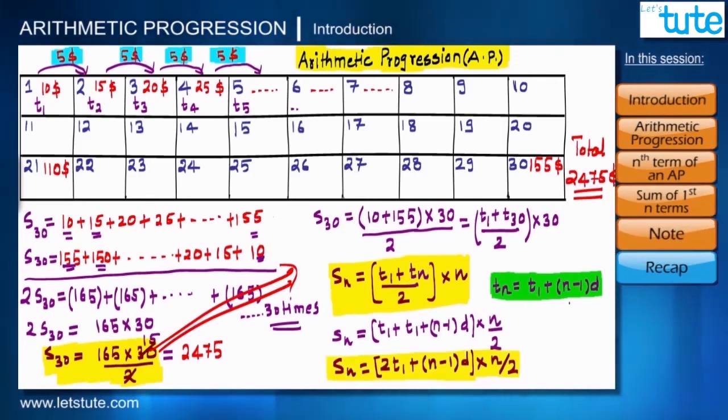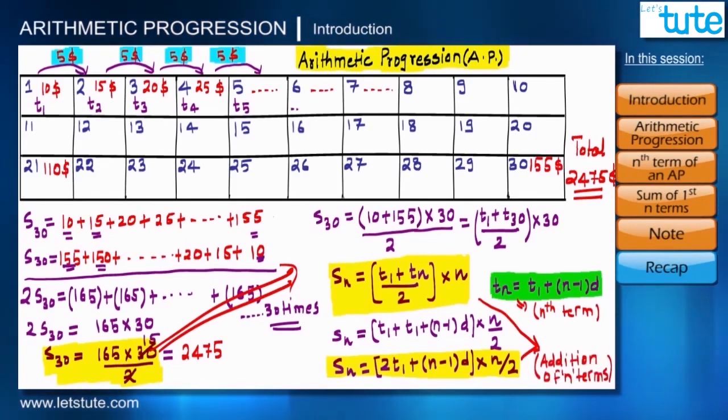So if we have to find out the nth term of any arithmetic progression, then we will use this formula, and if we have to find out the summation of all the terms, then we can use one of these two formulas. Both will give you the same answer. If you are using this formula, first of all you will have to find out the value of Tn, whereas in this case you can directly use the formula if you know the first term, that is T1, the number of terms, and the common difference, that is D. So use this formula to find the nth term of an arithmetic progression, and you can use any of these two formulas to calculate the summation of n terms. Let's have a recap of this session.